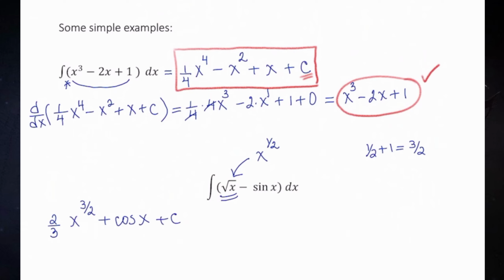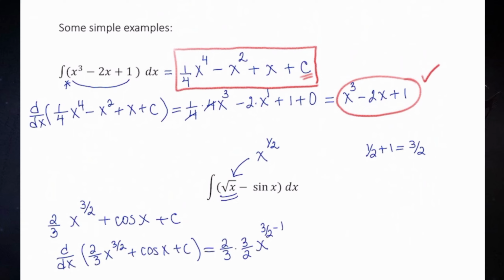Okay, so let's go ahead and check this. If I were to differentiate this expression, if you can do that in your head, that's great. You don't need to do that, but I think it's not a bad idea to just check. What do we get? So this is 2/3 times 3/2 x to the power 3/2 minus 1.